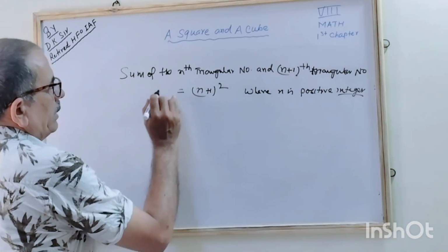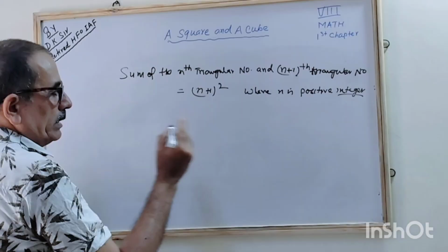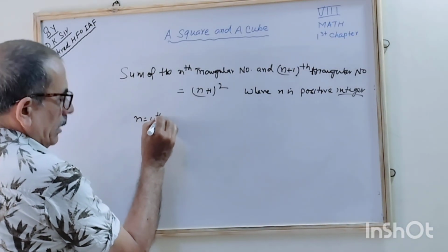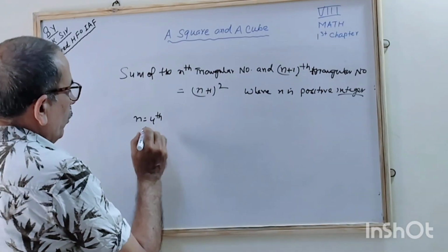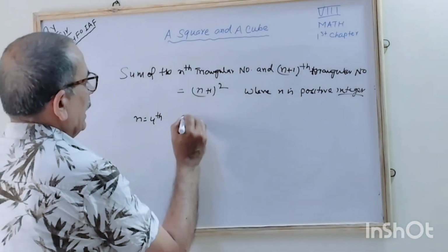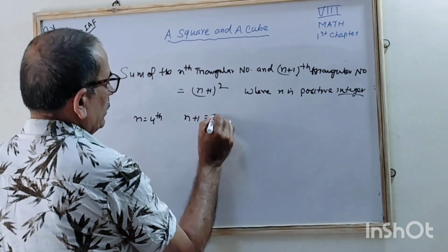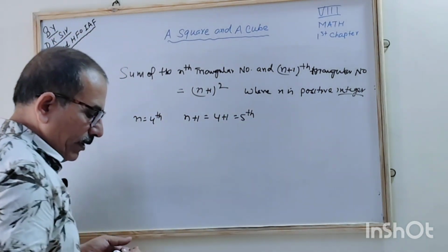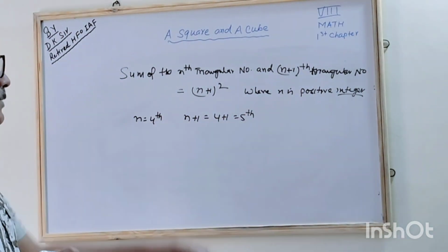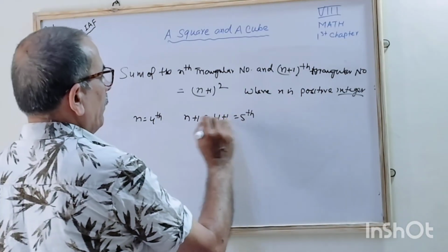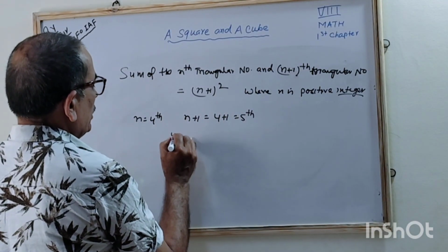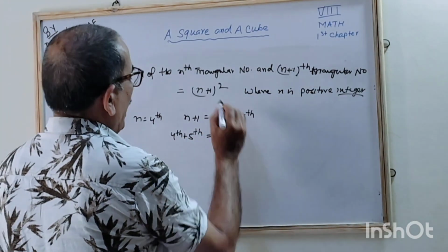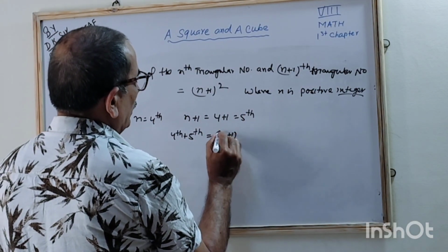Which term of the triangular number have I taken? The fourth. We are taking n is equal to the fourth. Then n plus 1 will be how much? 4 plus 1, it becomes the fifth, correct? The fifth number we know, correct? As per this formula, what will be there? The number of the terms when we add is the fourth plus the fifth. As per the formula I told, it is n plus 1 square.